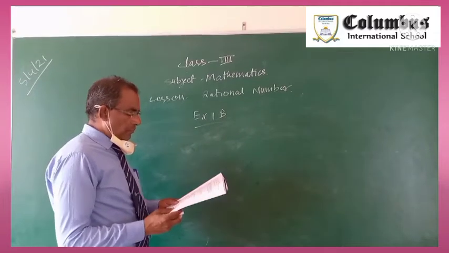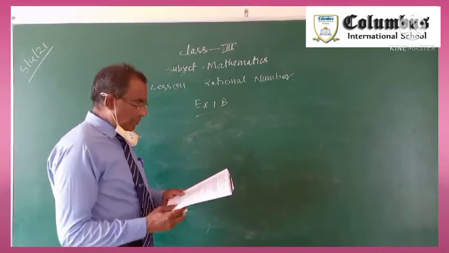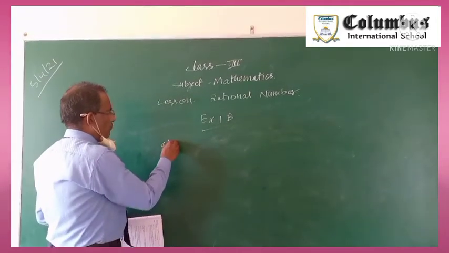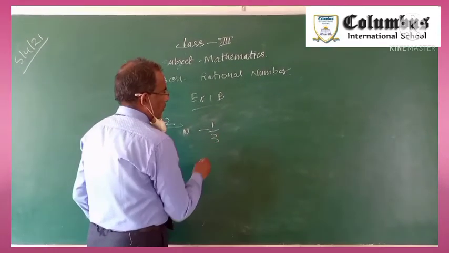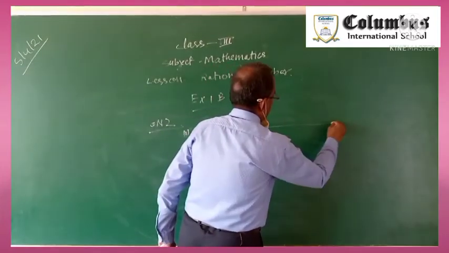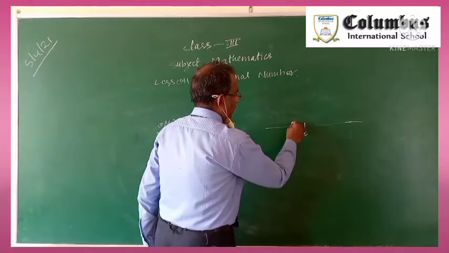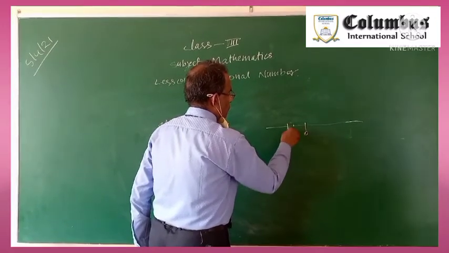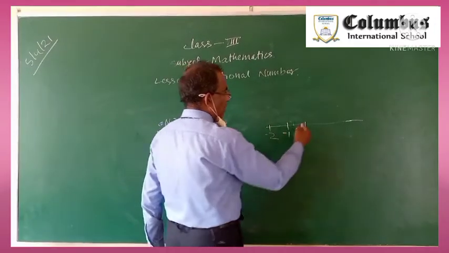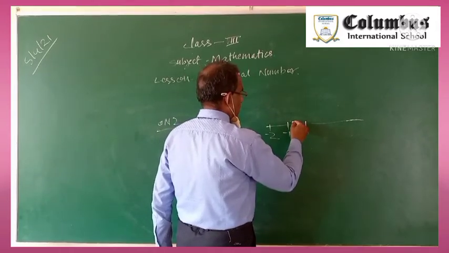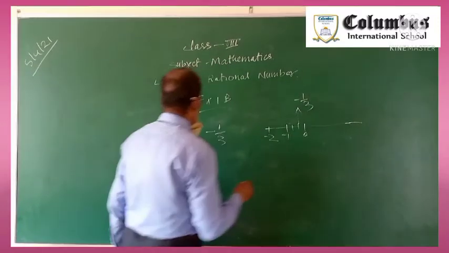Second question. Represent each of the following numbers on the number line. Question number 2. First, minus 1 upon 3. First of all, we make the list of the integers on the number line. Here, the middle number is 0 and this number is minus 1, minus 2. Minus 1 by 3 comes on the left of the 0. First we divide into 3 parts and this number is called minus 1 by 3.